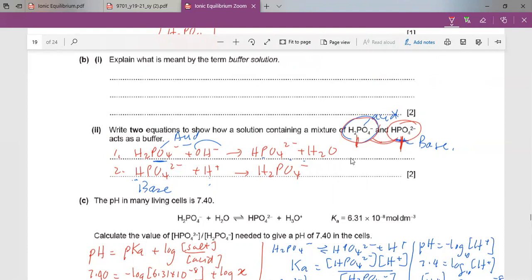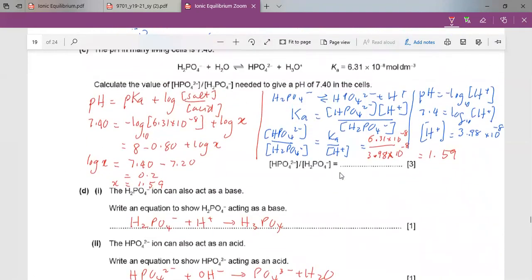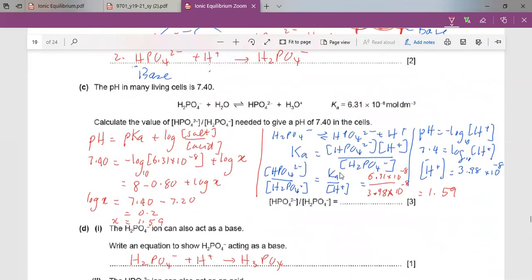But normally, for easy sake, if it's two H here, that means it's acid. One H is a base, so straightforward. Don't make life so difficult. So here we are. Now here is the problem. The pH of many living cells is 7.4. Many cells in our body are at 7.4 to 7.5, whatever.